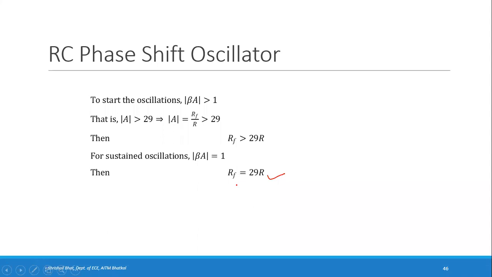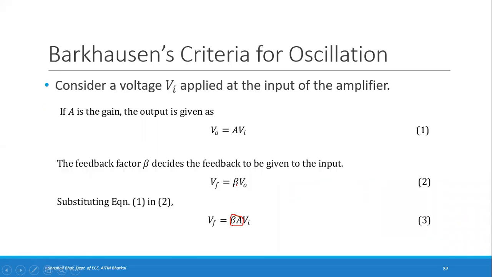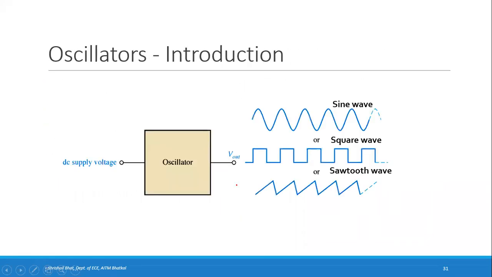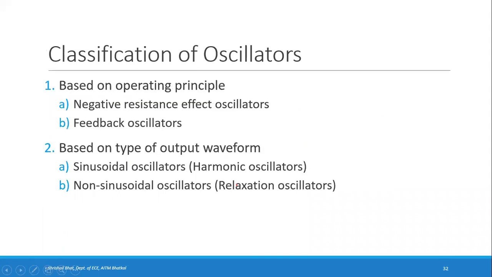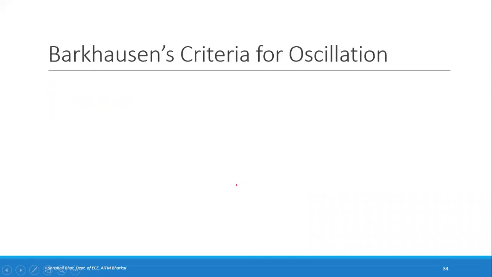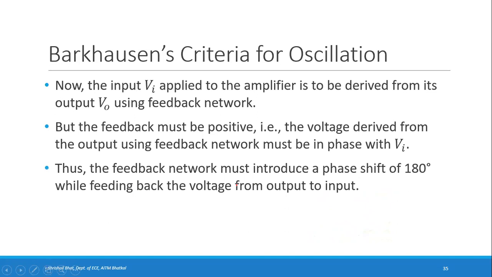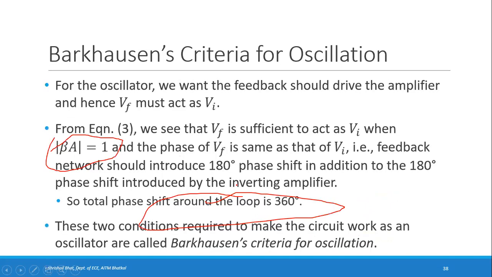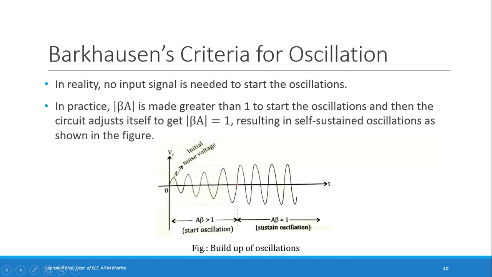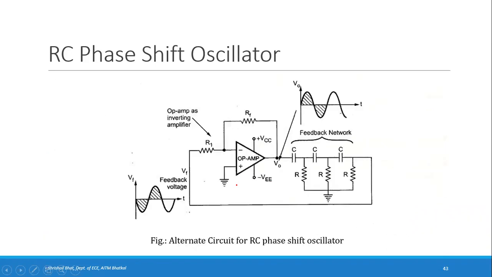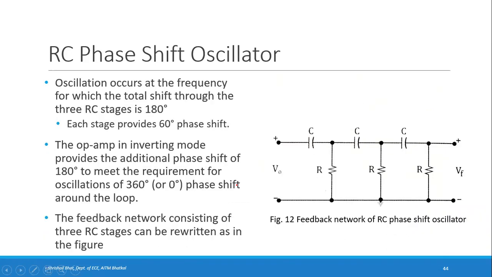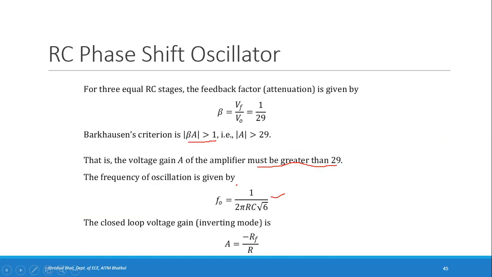Okay, so today we have seen Barkhausen's criterion for oscillation. Okay, in fact, we have started with the oscillators part, principle or introduction of what is an oscillator, classification, that is types of oscillators, Barkhausen's criteria for oscillation, which is a very important question. Then RC phase shift oscillator, this is also an important question. Either RC phase shift oscillator, or there is another type of oscillator, Wien bridge oscillator. One of them will be asked in the exam.